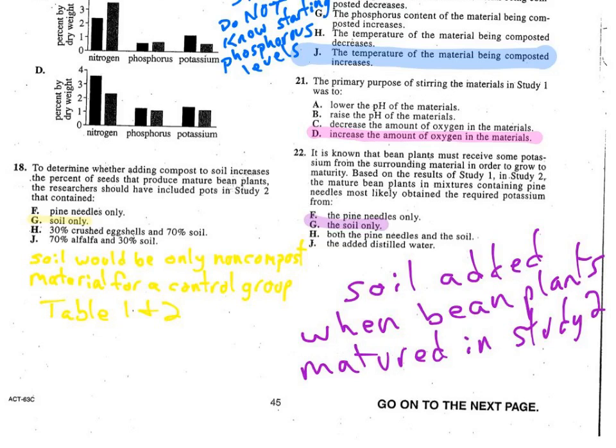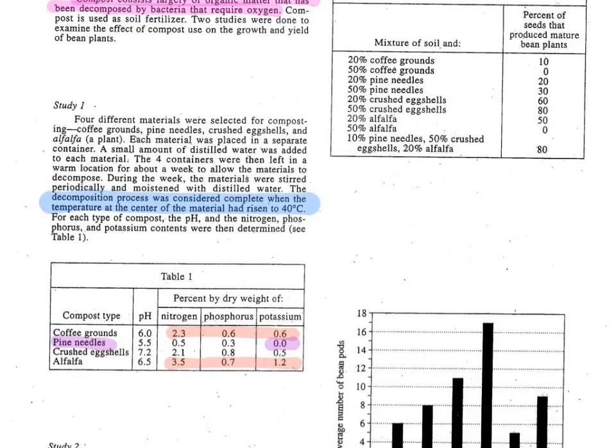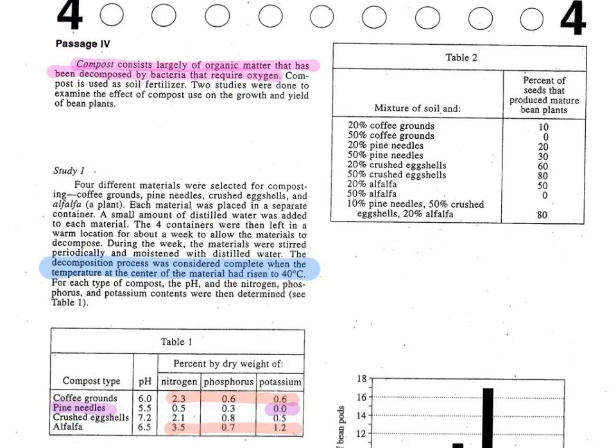Question 18 asks about study 2. They ask us, what pots should have been included in the study if we wanted to answer the question whether or not adding compost to the soil increases the percent of seeds that produce mature bean plants. To answer this question, we need to go back to study 2, and what we notice is that all of the pots used contained some amount of compost.